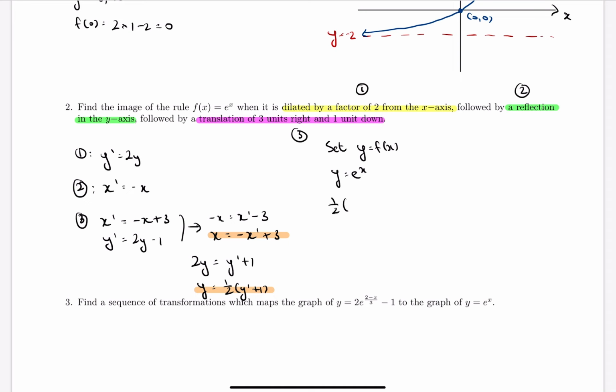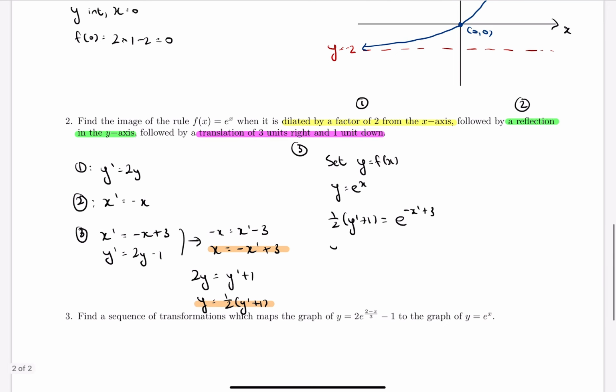What do we end up with? We end up with 1/2 y prime plus 1 equals e to the minus x prime plus 3, all in the power. Now we rearrange to make y the subject. So we get y prime plus 1 equals 2e to the minus x prime plus 3, which means that y prime equals 2e to the minus x prime plus 3 minus 1. Okay? And this is your final answer.